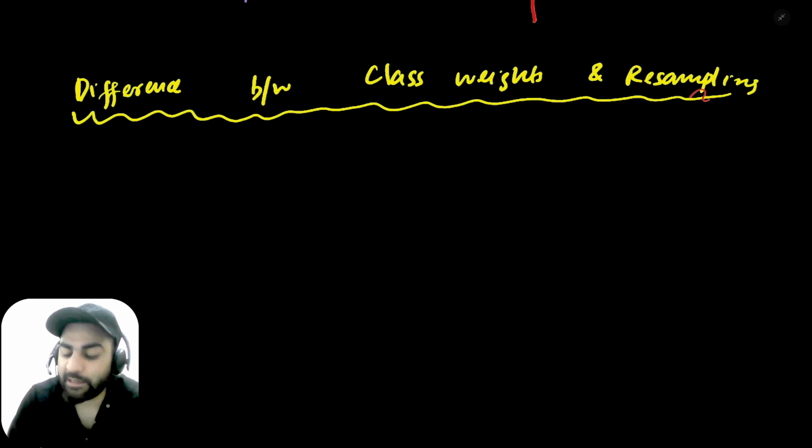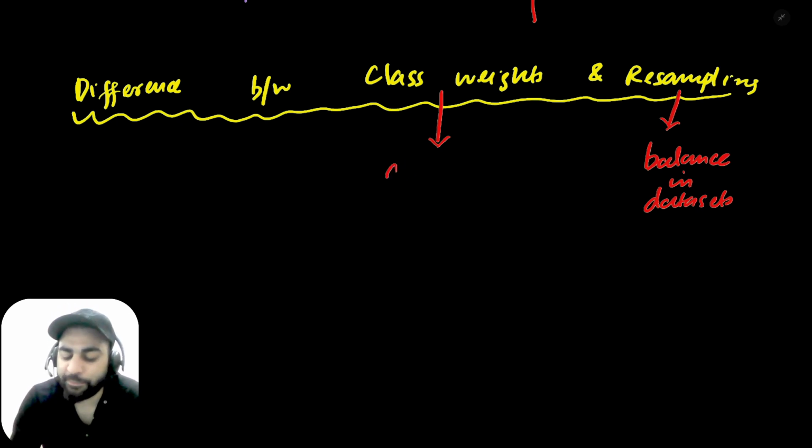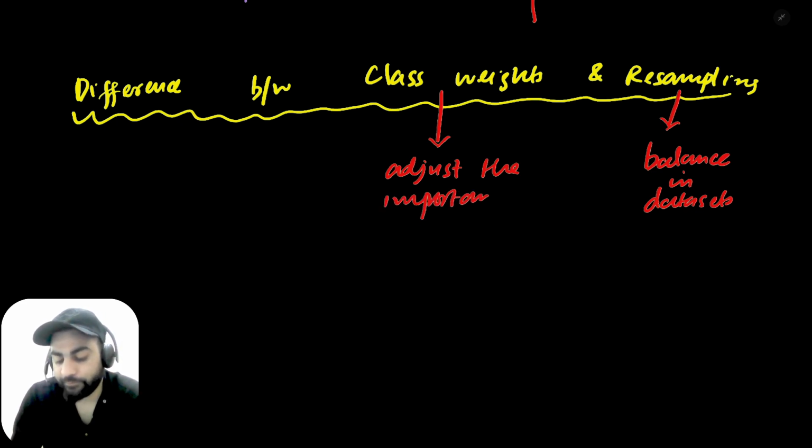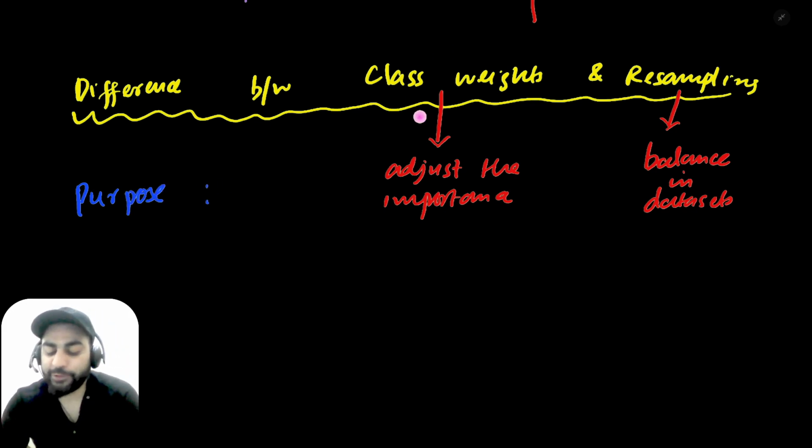In resampling, the purpose is to adjust and modify the dataset so that you create a balance in the dataset. But in class weights, the purpose is to adjust the importance. So for purpose: in class weights, we adjust the importance by giving class weights. But in resampling, we actually balance the dataset. We modify the dataset so that the distribution is balanced.